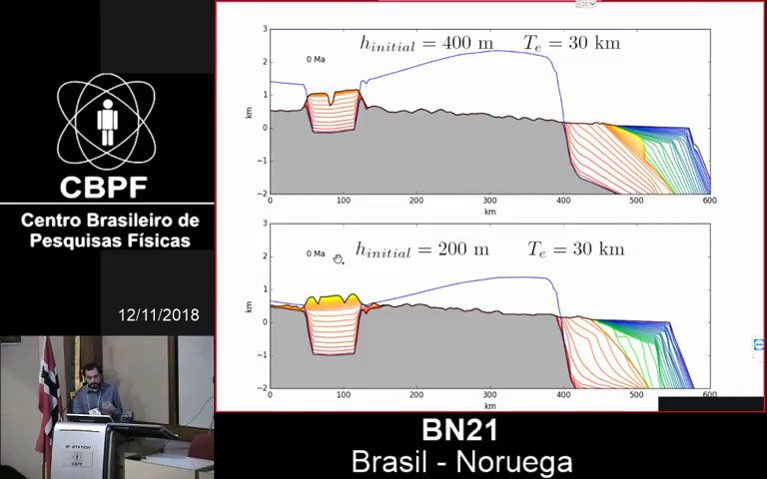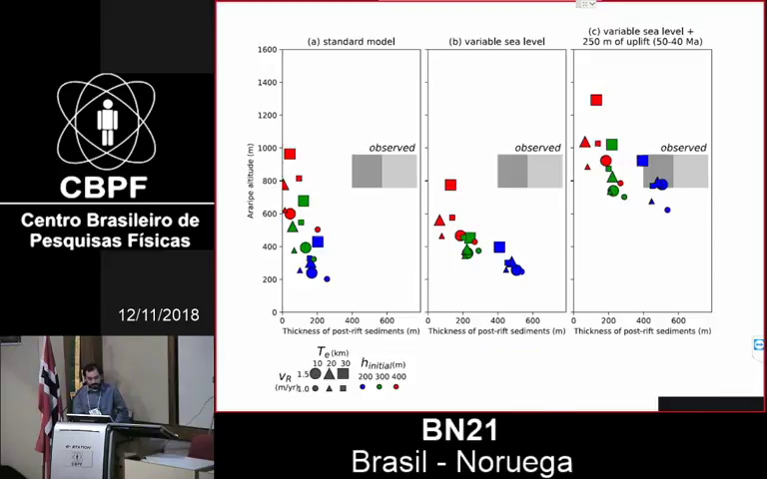And the amount of post-drift sediments preserved in the Araripe Basin is controlled mainly by the initial topography used in the numerical simulation. But in these simulations where I imposed only 250 meters of post-drift uplift, it was possible to explain both the altitude of the Araripe Plateau and the final thickness of post-drift sedimentation, showing this dark gray square here.